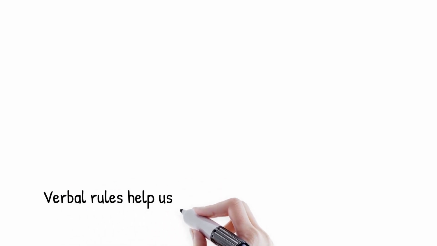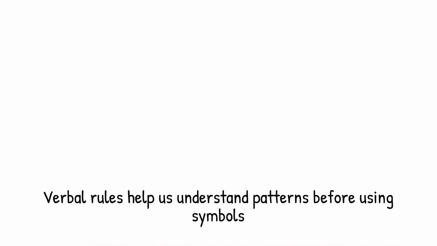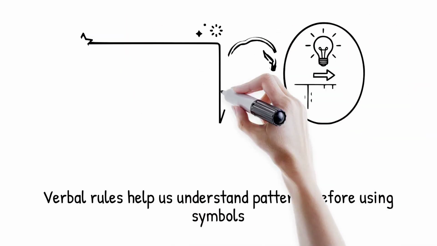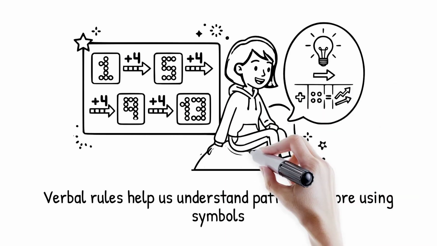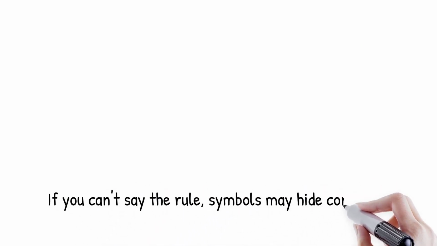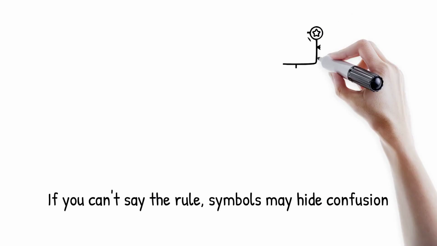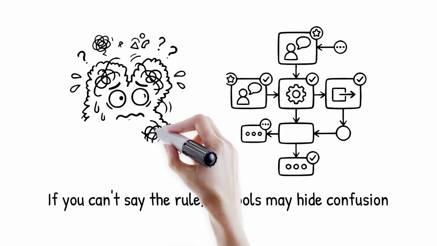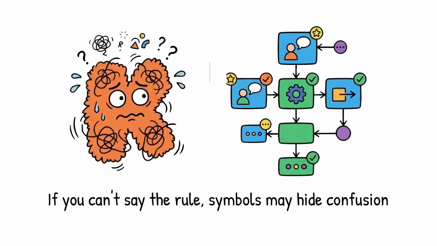For today, it is enough to notice that verbal rules help us move from just seeing a pattern to understanding how it is built. Some students want to rush straight into algebraic symbols, but strong algebra begins with strong verbal understanding. If a student cannot explain a rule in words, then writing letters and symbols may only hide confusion. Words help us see whether the thinking is clear. For example, if a student says, "I think it is something with 4," that is not enough. But if the student says, start at 2 and add 4 each time, the structure has become visible.